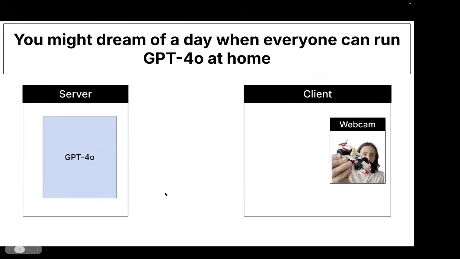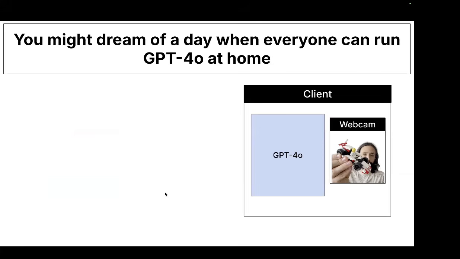So one solution that you might think of is, you might dream of a day when, for example, quantum computing gets to the point where everyone can run a GPT-4o model at home, right? So instead of having this situation, you have it running locally on device. You solve the problems of latency, of data privacy, and also cost. But the thing is that we haven't gotten there yet. We haven't gotten to the point where regular hardware can run trillion plus parameter models like GPT-4o.